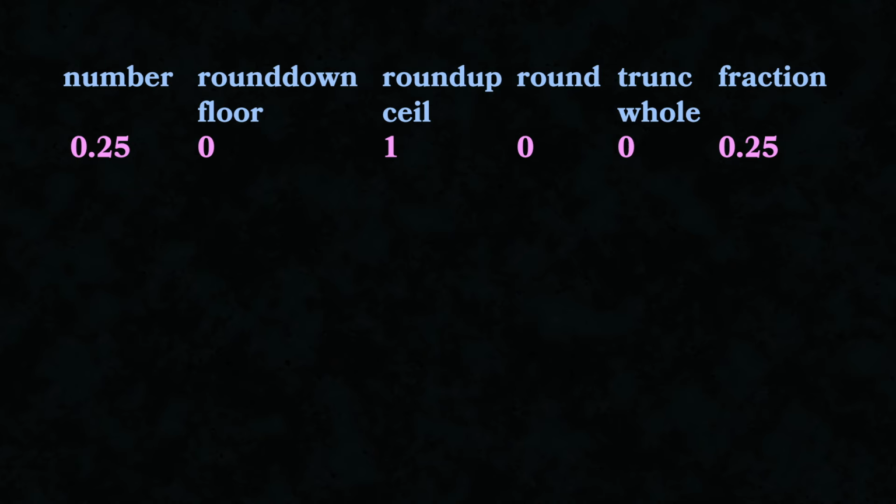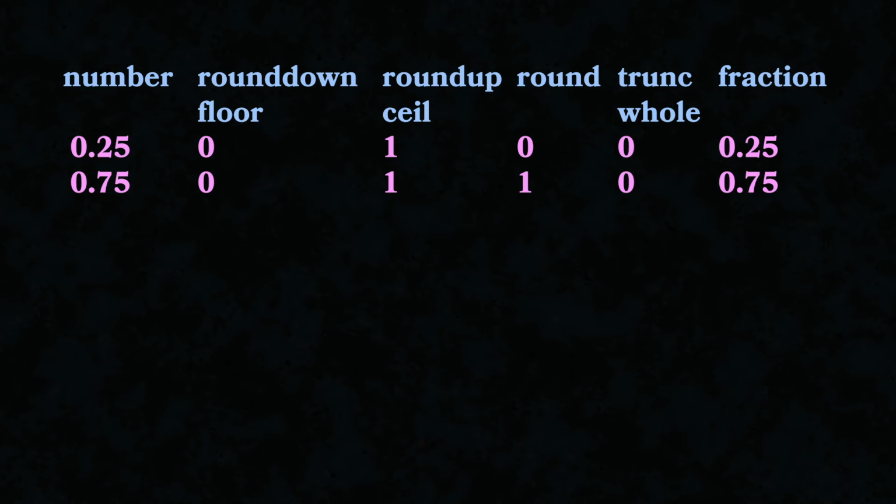Now truncate means to throw away the fractional part of the number. Whole means to just include the whole number part of the number. In either case, that's 0, and so if you truncate or take the whole number part of 0.25, in both cases you get 0. And then the last function here is the fraction function, and in that case you just throw away the whole number part of the number and just take the fractional part. So that's 0.25, so it doesn't change in this case.